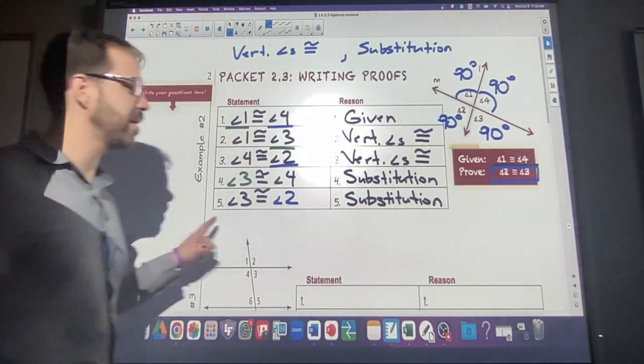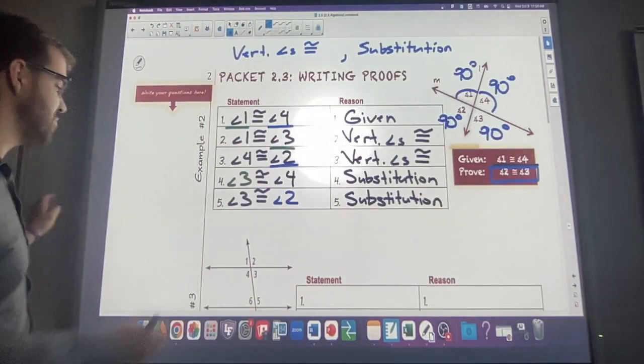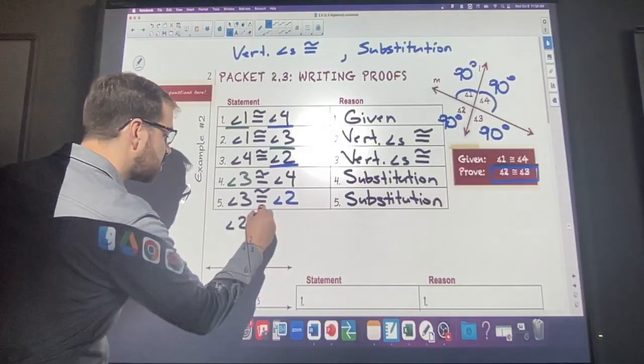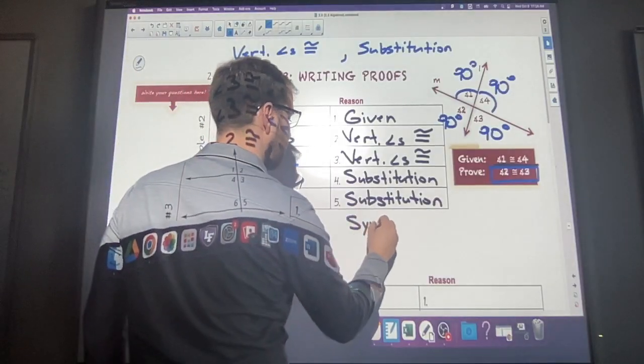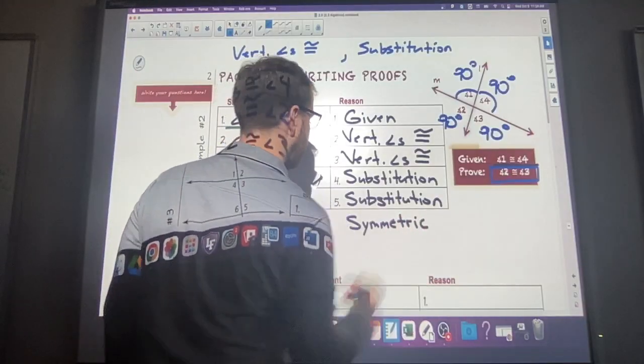The only thing is they write it in the other order, 2 then 3. So there's one step we can add, and this is where we switch them. So it's angle 2 is congruent to angle 3, and that would be the symmetric property. Symmetric means we can switch the order, doesn't matter.